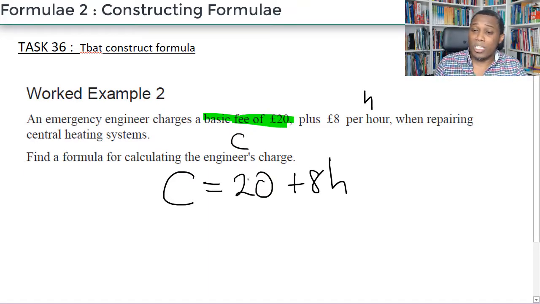But then we know we need to add on the 20 pounds, the basic charge, and that's what we have there. The engineer's charge is the basic fee plus the amount of money earned per hour, at a rate of 8 pounds per hour. So that's what we're looking at there.